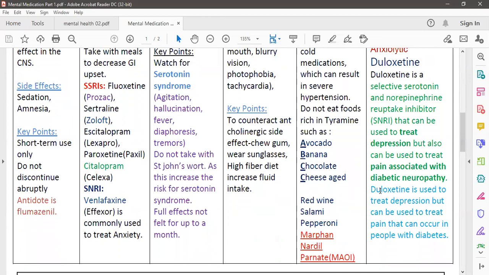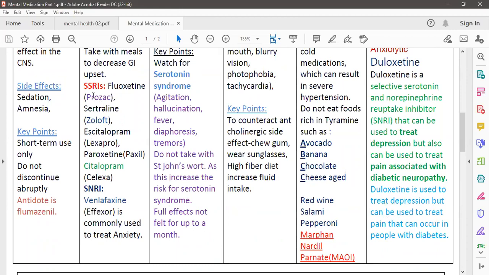Duloxetine is used to treat depression, but can also be used to treat pain that occurs in people with diabetes. So this is the same information I left two times. The language is a little bit different, but absolutely the same. Now let's go back a little bit here.